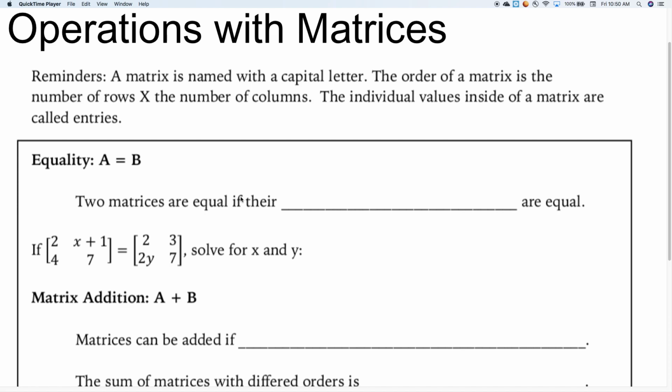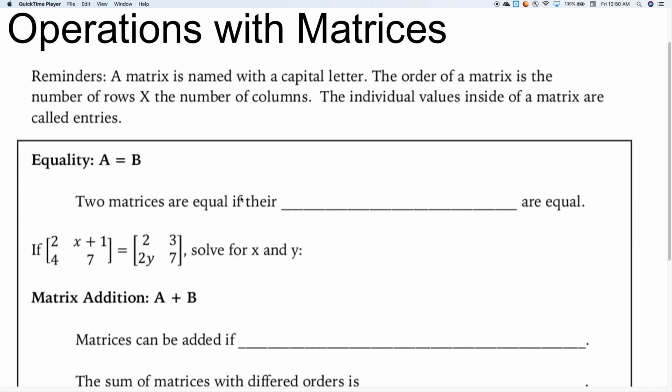The matrix is named with capital letters. So in this unit, when you see those capital letters, that's talking about matrix A, matrix B, etc. The order of the matrix is your rows by columns. So make sure that you know that. And then we call the individual parts or numbers inside the matrices entries. I'm going to be using some of those words, order and entries. Make sure you know what I'm talking about there.